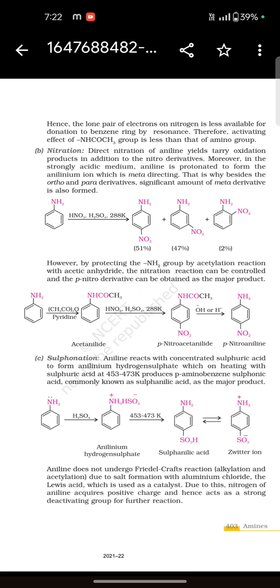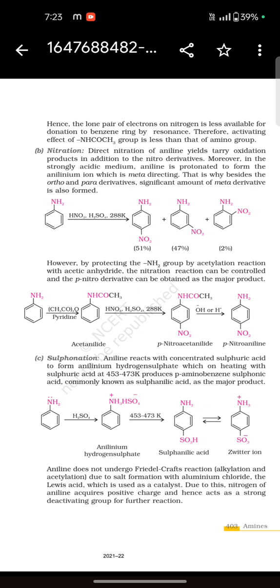Nitration. Direct nitration of aniline yields oxidation products in addition to the nitro derivatives. Moreover, in the strongly acidic medium, aniline is protonated to form the anilinium ion, which is meta directing. That is why, besides the ortho and para derivatives, a significant amount of meta derivative is also formed. Aniline in presence of HNO3 and H2SO4 at temperature 288 Kelvin gives 51% para product, 47% meta product, and 2% ortho product.